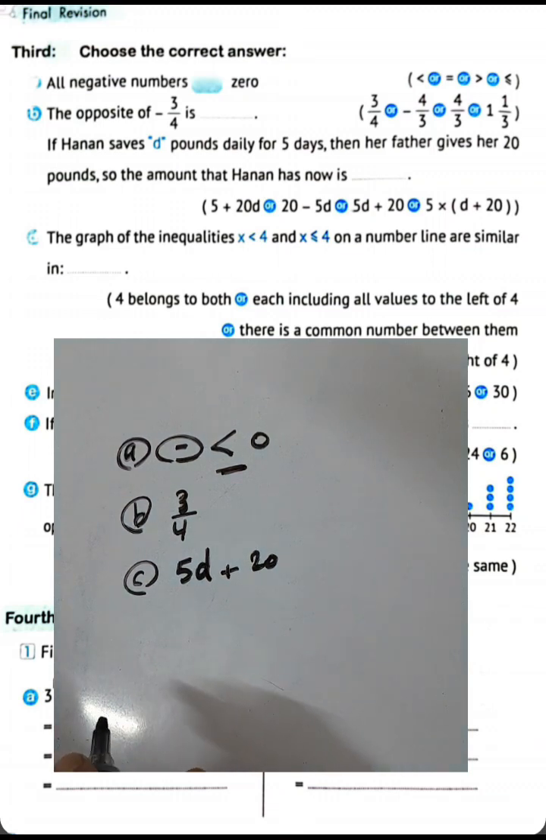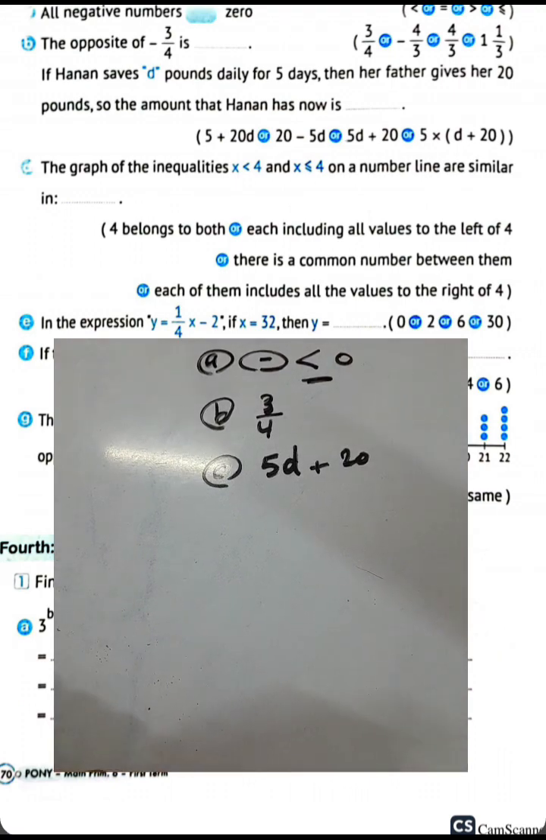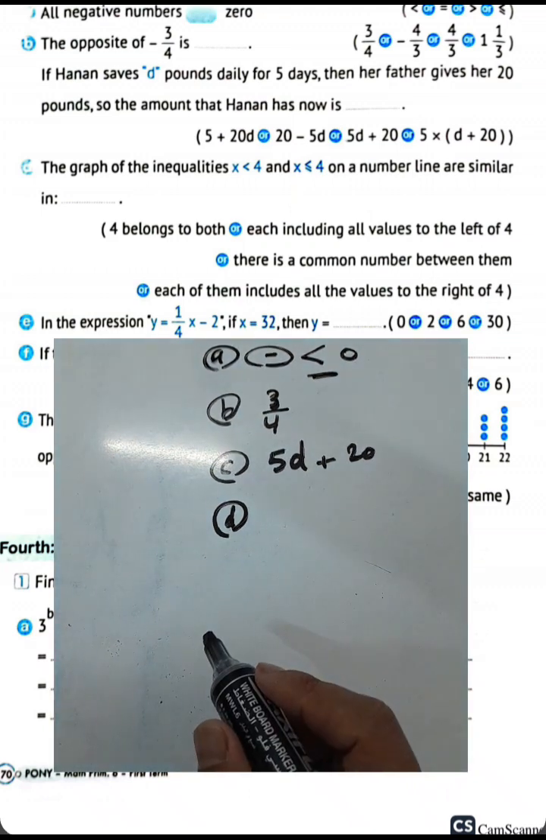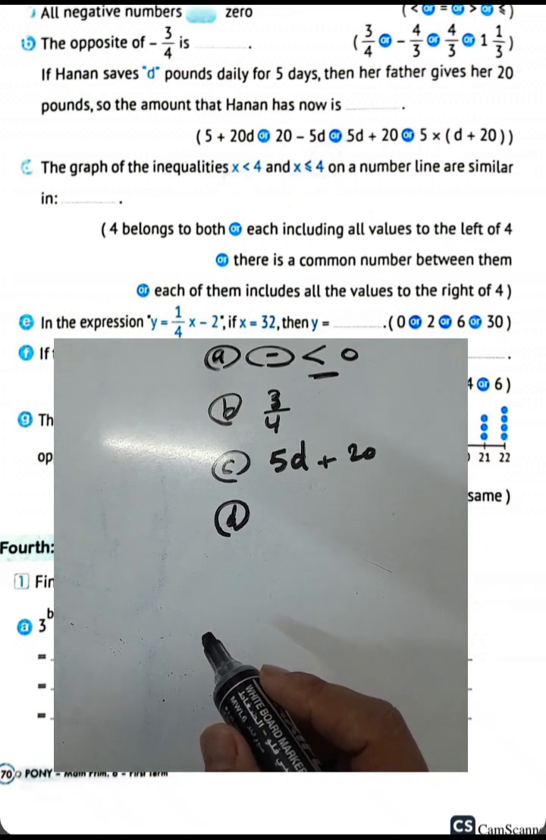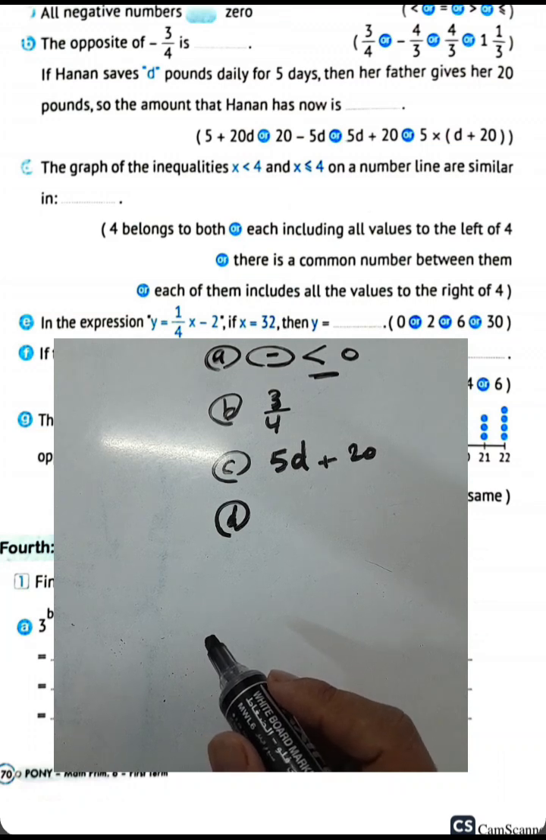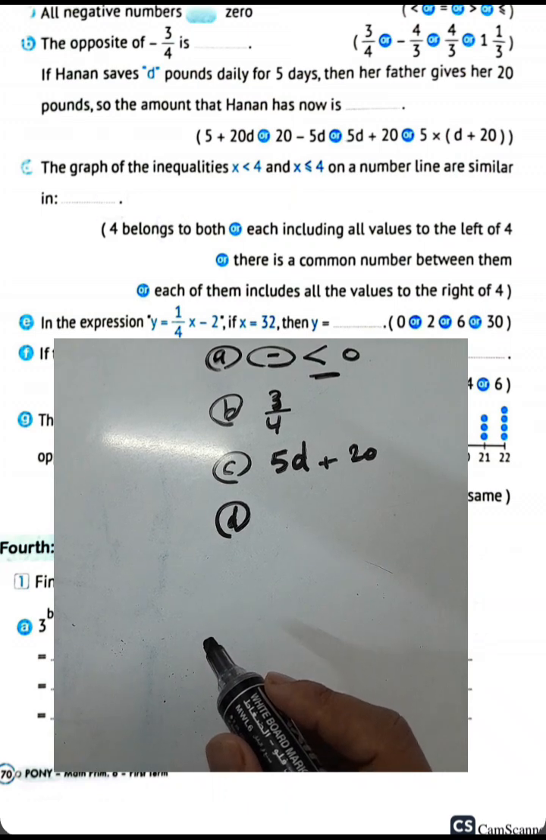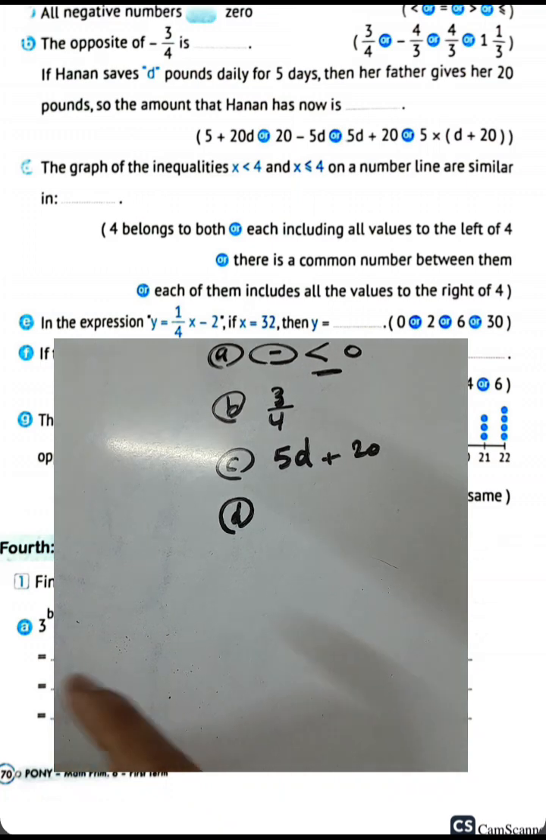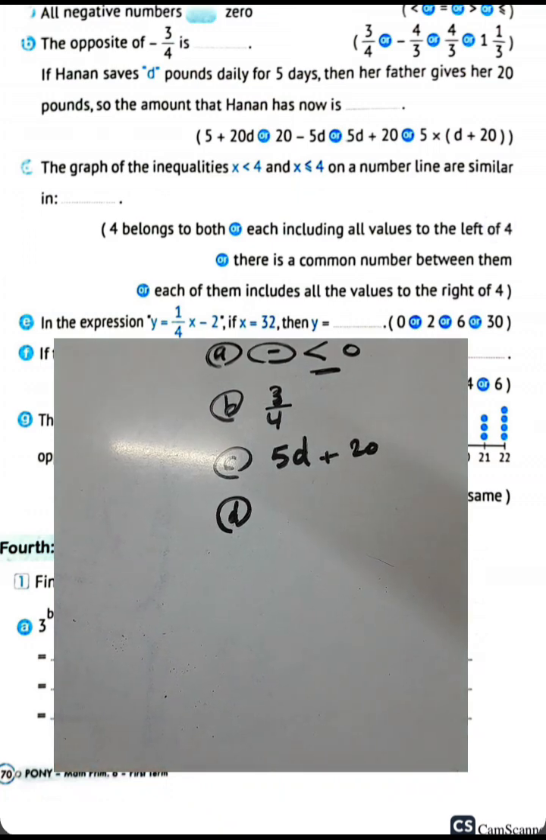Question letter D. The graph of the inequalities x less than 4 and x less than or equal to 4. Again, x less than 4 and x less than or equal to 4 on a number line are similar in 4 points, each including all values to the left of 4.